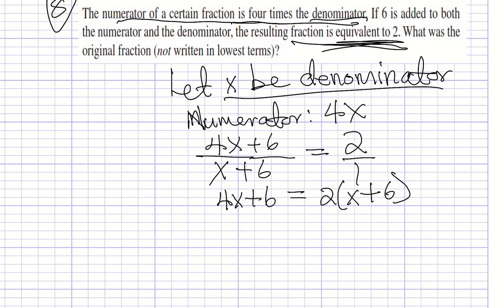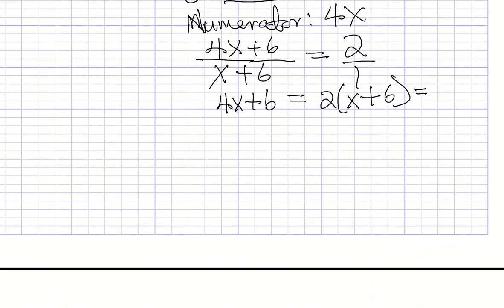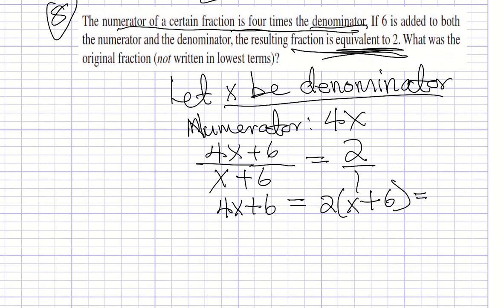Okay, so let's do the right hand because we don't have a lot of space. We're going to run out of space. We'll simplify that. What do we get? 2x plus 12, okay? So then we'll move things around. We say 4x minus 2x, we'll bring that over. Okay? Equals to, we'll take that to the right side. Equals to 12 minus 6.